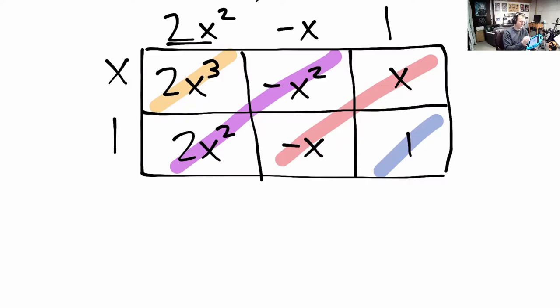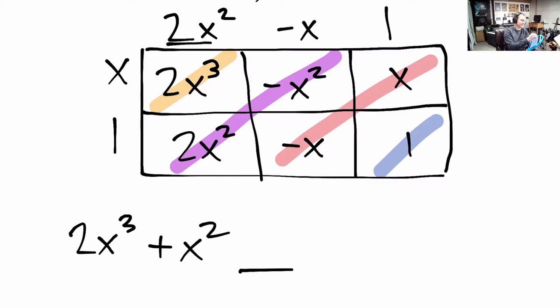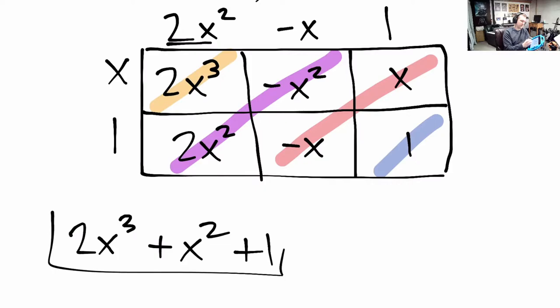2x cubed is the only one, so 2x cubed. 2x squared and minus x squared together make just 1x squared. x and minus x make 0 x's, so I'm not even going to write it. And then 1. And that's the final result.